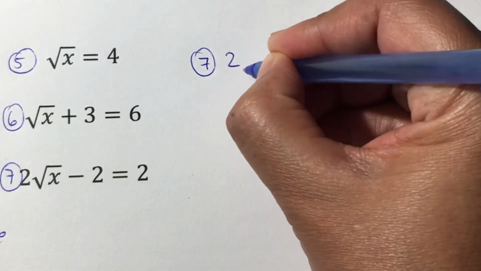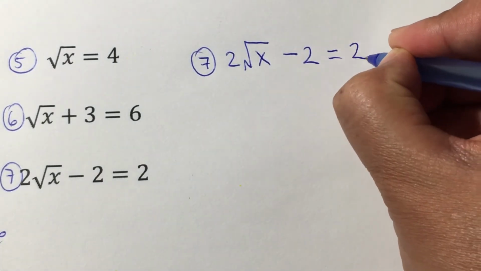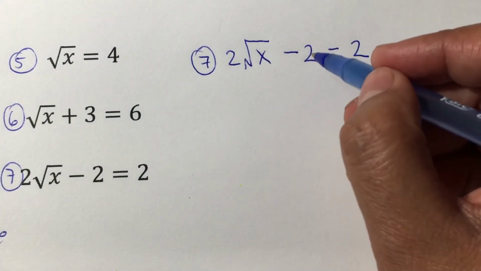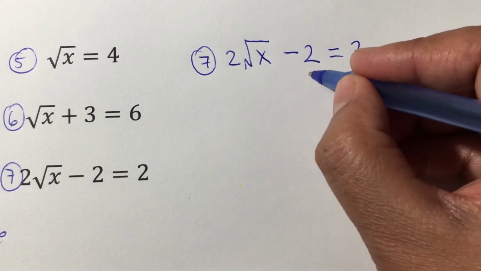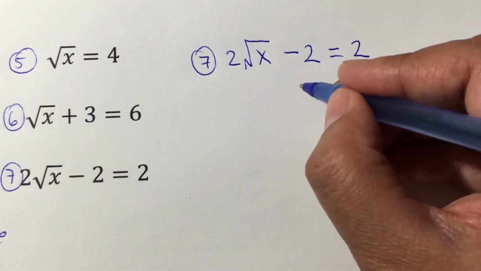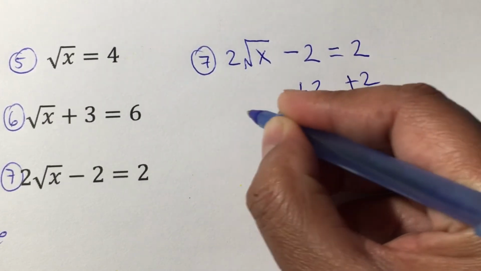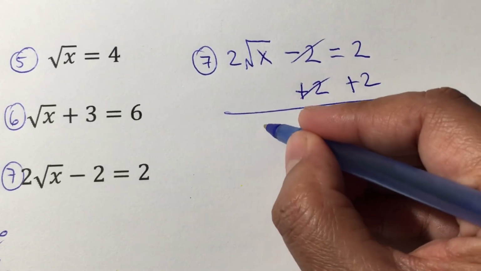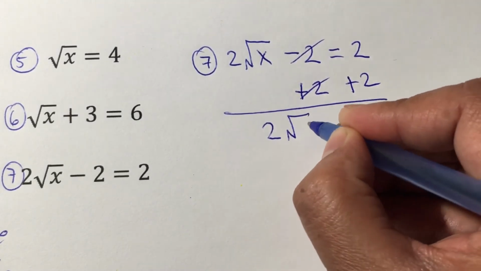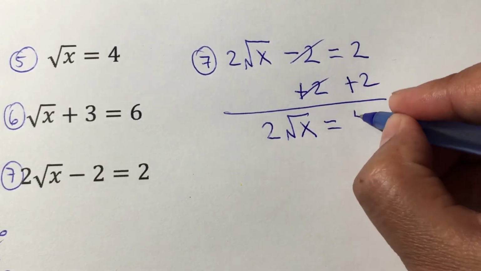And we have 2 times the square root of x minus 2 equals 2. The first thing that we want to get rid of is any addition or subtraction outside of the square root. Outside, okay? Make sure that it's outside. So if I'm subtracting, the opposite is to add 2. And we get 2 times the square root of x equals 2 plus 2 is 4.